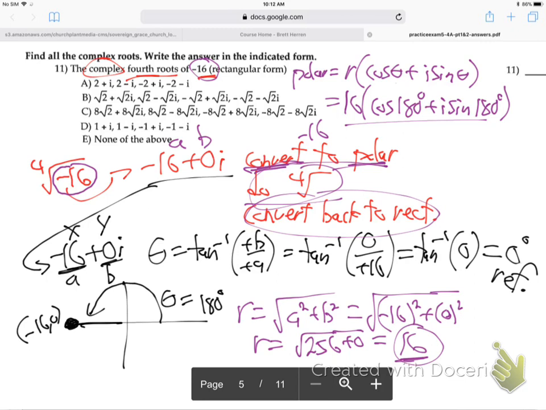Okay, so let's keep going. This is number 11. I've got the polar form now: 16 cos 180 plus i sine 180. So now it's time for the fourth root.